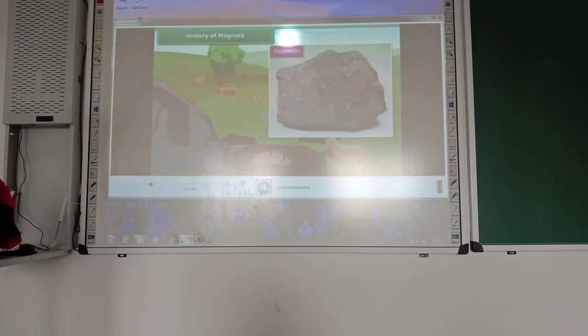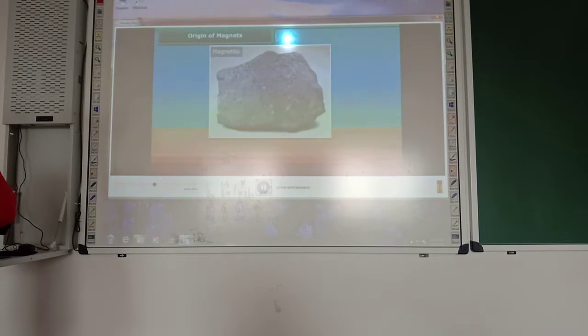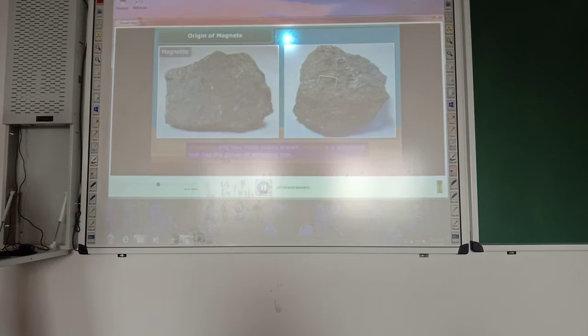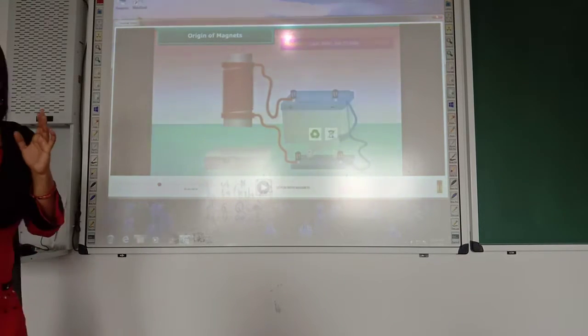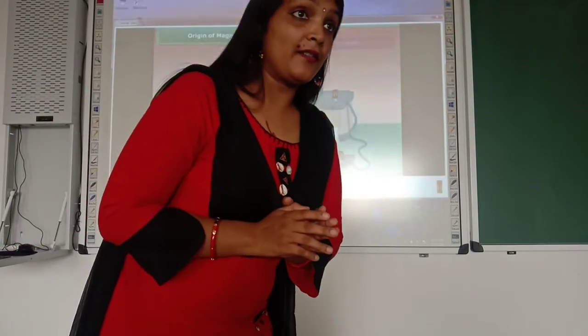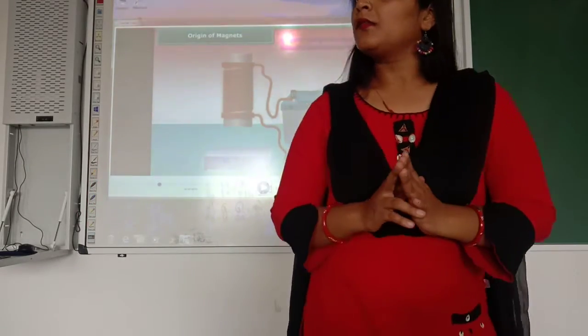This type of rock was subsequently named magnetite, which was named after Magnus himself. Origin of magnets: magnetite is a natural magnet and contains iron. In later days, this was more widely known as a magnet. A magnet is a substance that has the power of attracting iron. What is a magnet? A magnet is a substance having the power to attract iron.